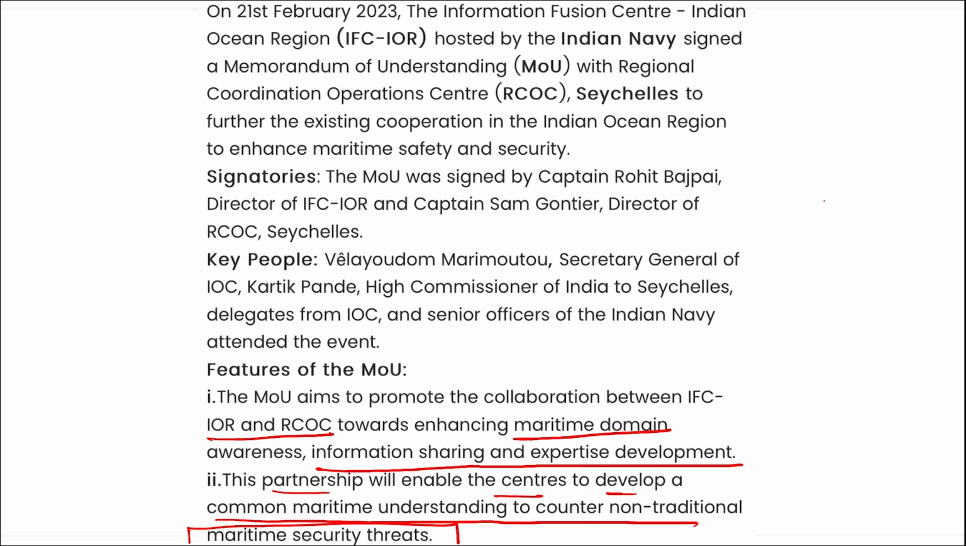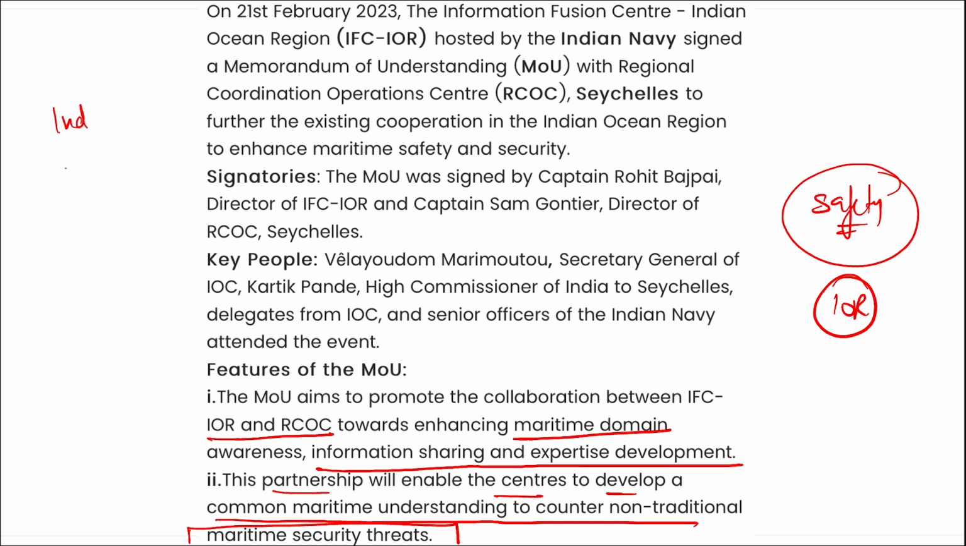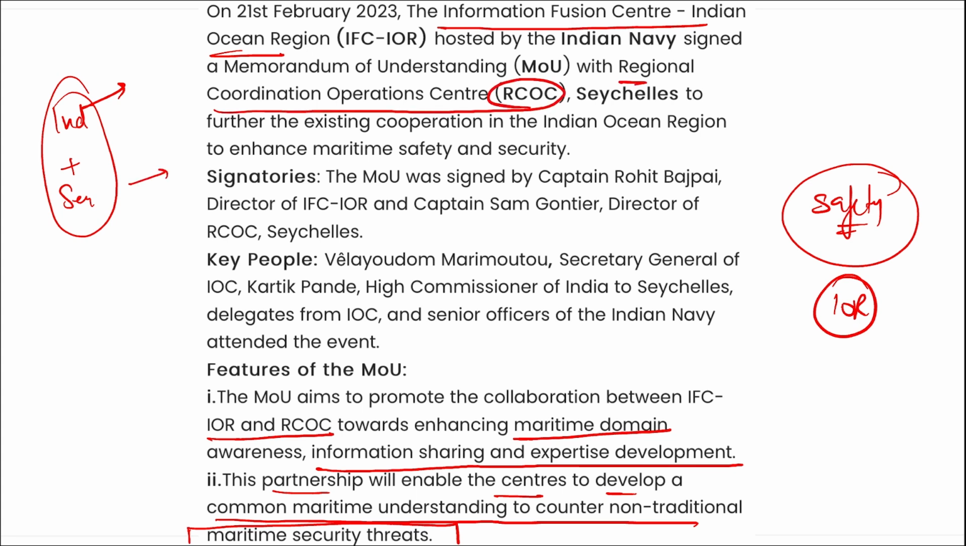And what it is saying is that it will be working on safety, it will be working on creating various drills, or working toward creating various other programs also. There will be various other schemes coming up so that the maritime sector is safe in the Indian Ocean region. And for that it is India and Seychelles that have come together and signed an MOU. From the Indian side it will be IFCIOR, and from Seychelles it is the Regional Coordination Operation Center, RCOC.